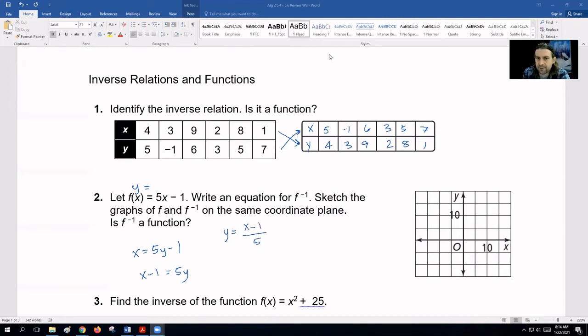Now, if we were going to sketch them out, the original equation, 5x minus 1, these are all scaled by 5, aren't they? So we'll say 1's here, and we're going to go up 5 over 1. And so we make some points up here, up 5 over 1, up 5 over 1, and we could go down 5 over 1, down 5 over 1. So we'd get a graph that looks kind of like that. Here's the original.